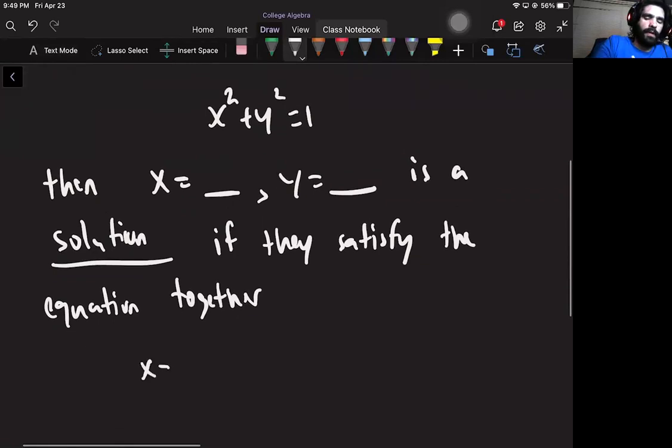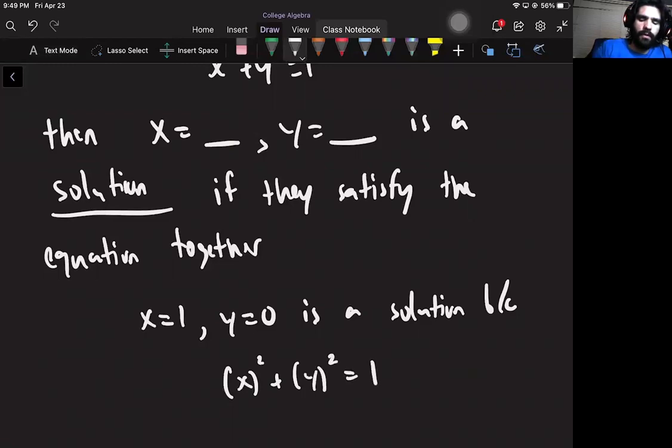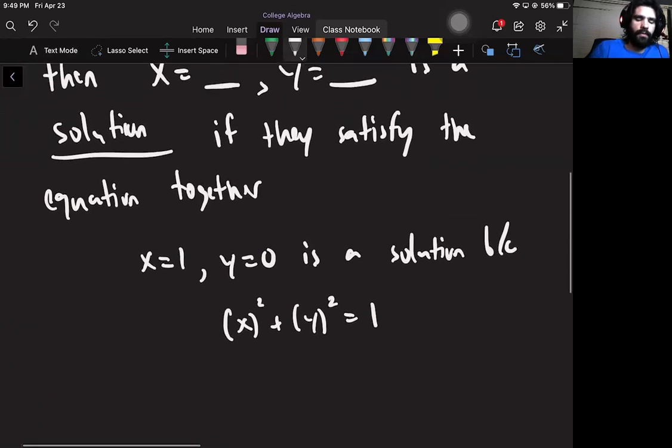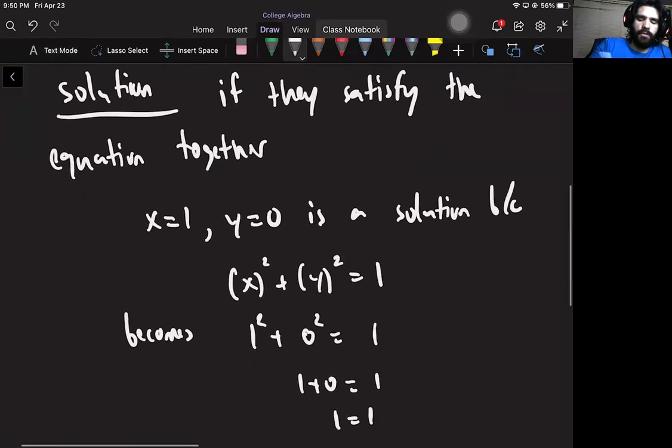So for example, x equals 1, y equals 0 is a solution because if I plug in 1 and 0 to this, I'll just add parentheses in now to make everything more clear. If I plug 1 and 0 into this for x and y, this becomes 1 plus 0, which is just 1. So I get something that is true, that makes sense.